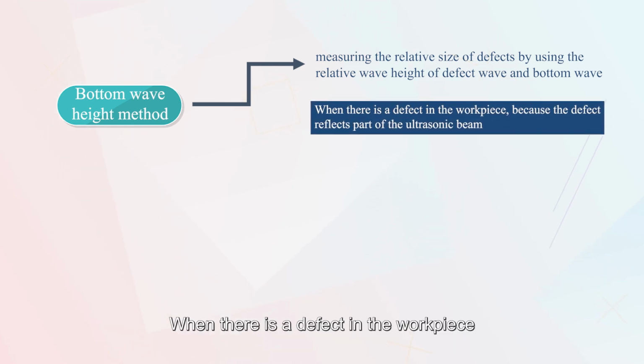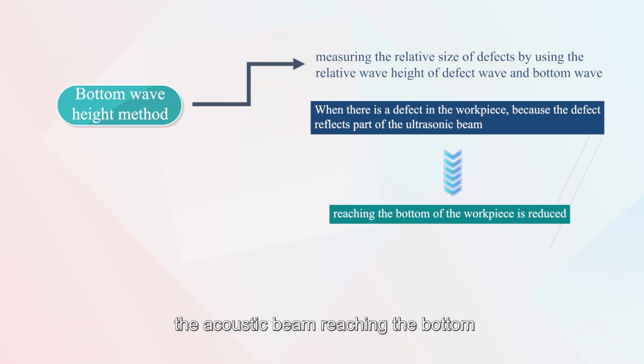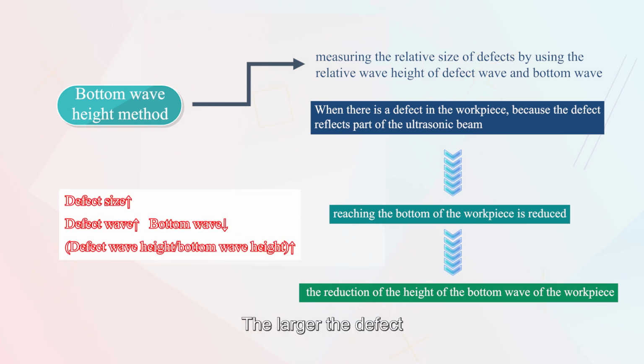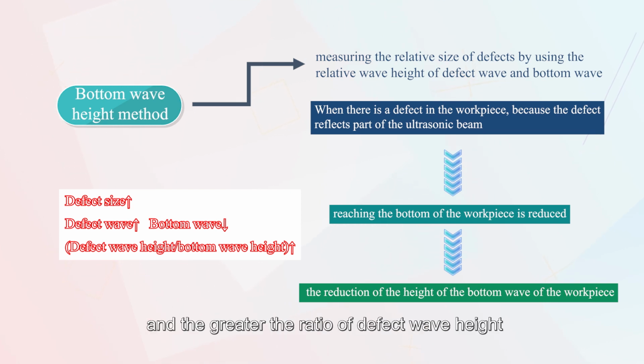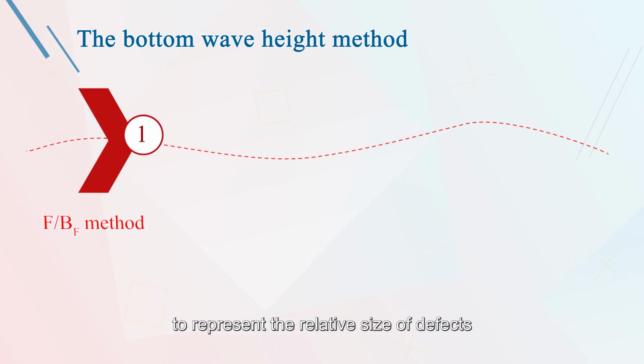When there is a defect in a workpiece, because the defect reflects part of the ultrasonic beam, the sound beam reaching the bottom of the workpiece is reduced, resulting in the reduction of the height of the bottom wave of the workpiece. The larger the defect, the higher the defect wave, the lower the bottom wave, and the greater the ratio of defect wave height to the bottom wave height. The bottom wave height method usually uses the following methods to represent the relative size of defects.